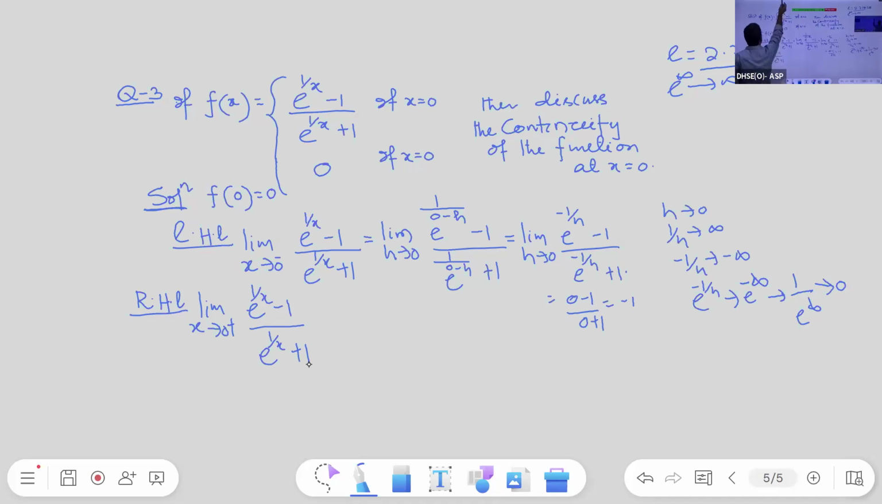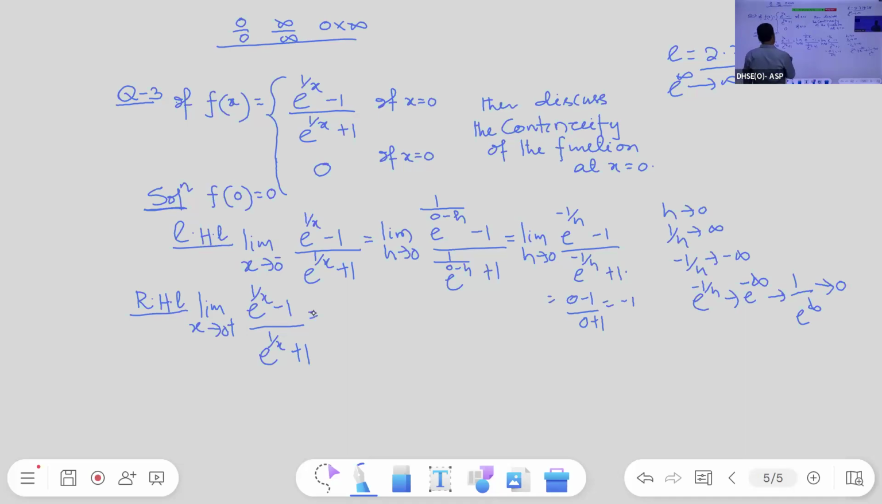If the limit takes any indeterminate form, either 0 by 0 or infinity by infinity or 0 into infinity, any indeterminate form, there are 7 indeterminate forms, then we have to manipulate the function to get the limit of the function. So what we'll do here, we'll divide both numerator and denominator by e raised to the power 1 by x.